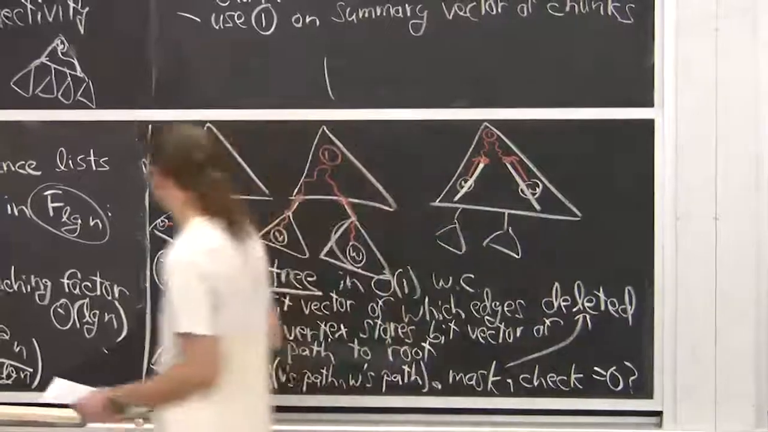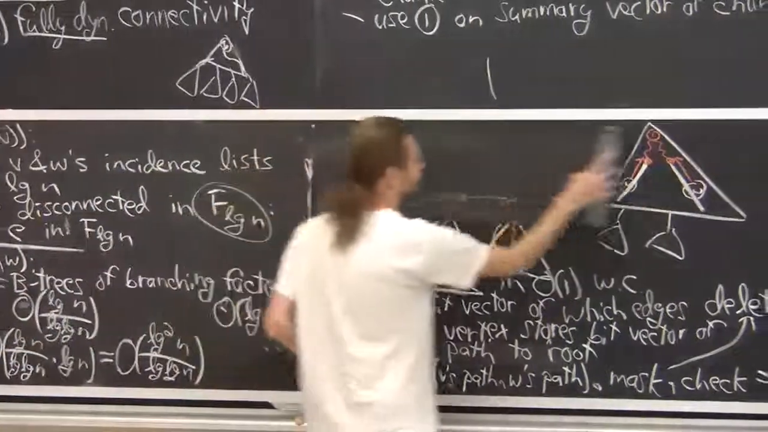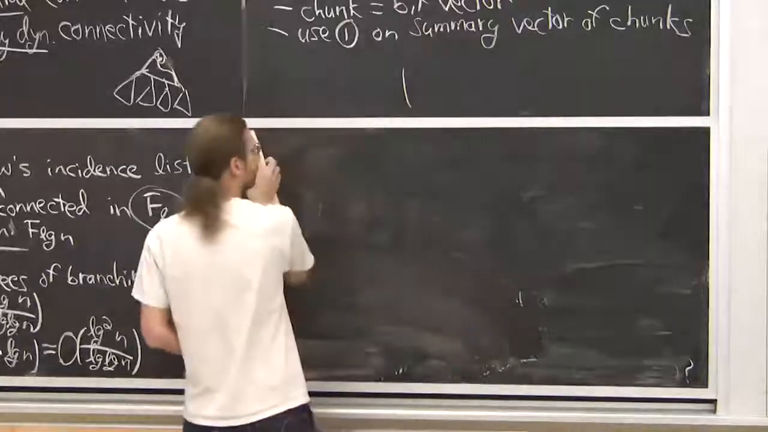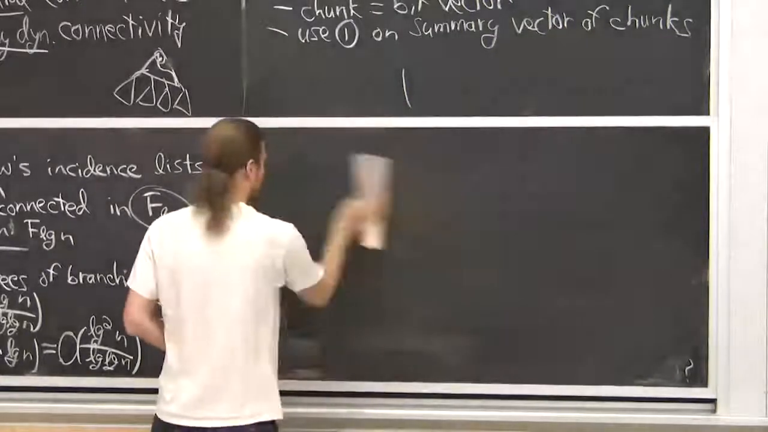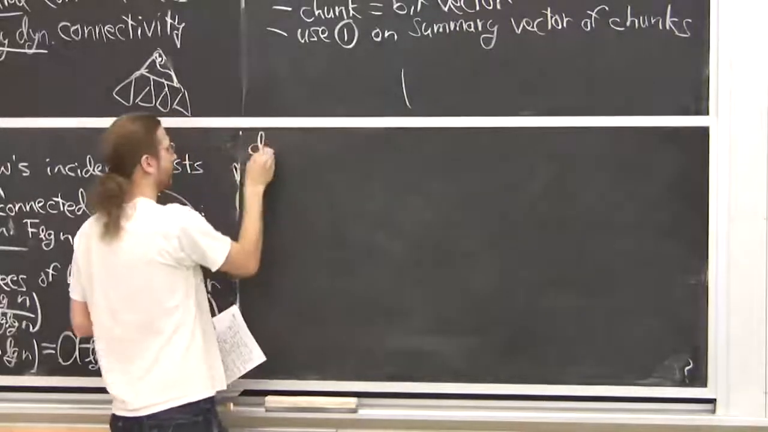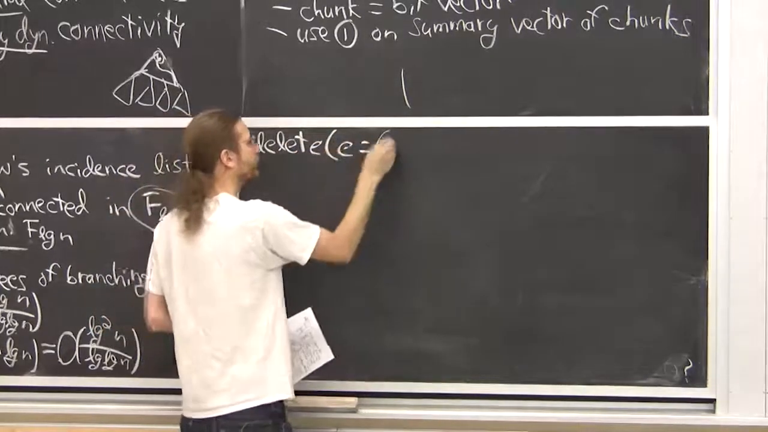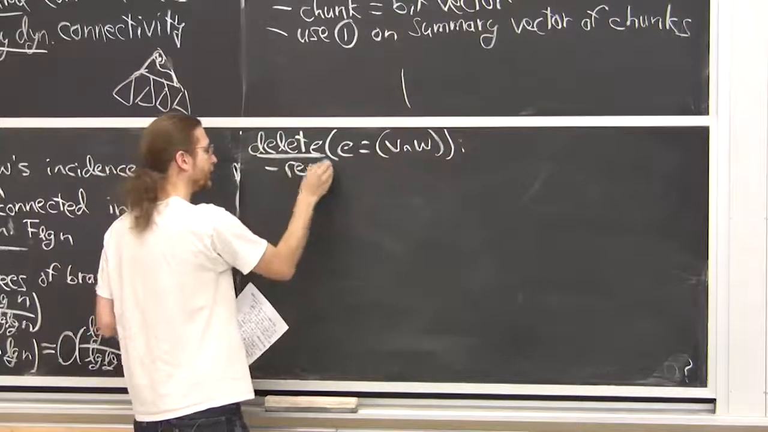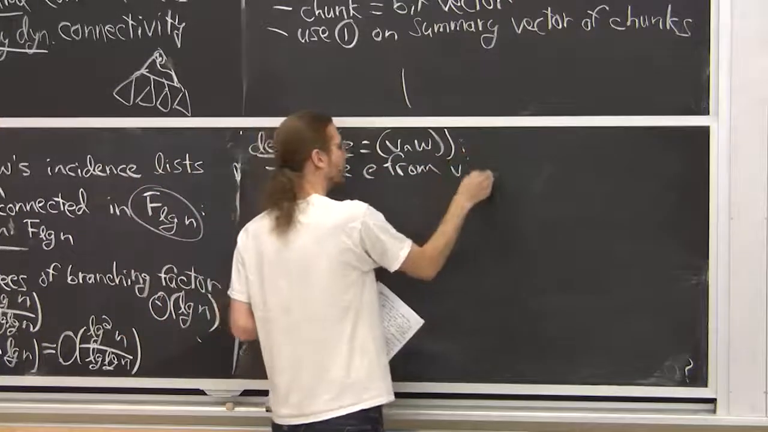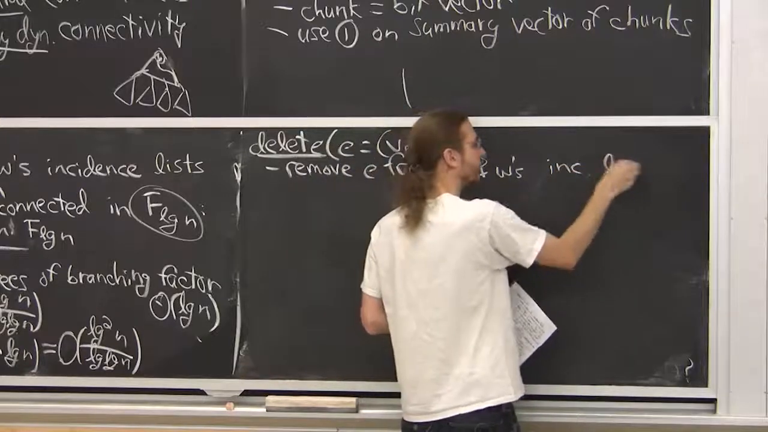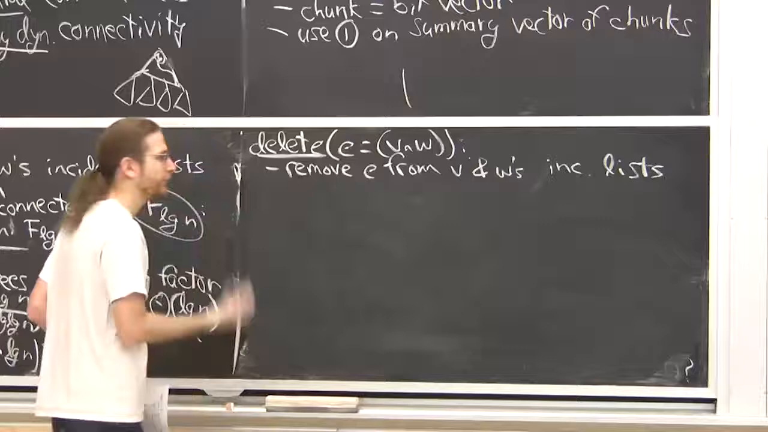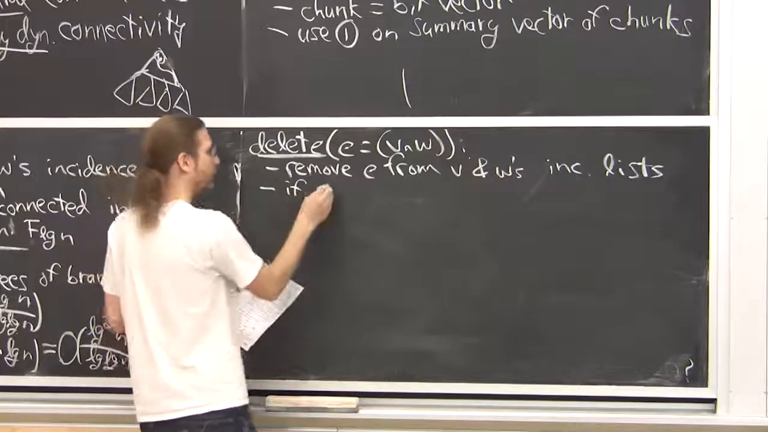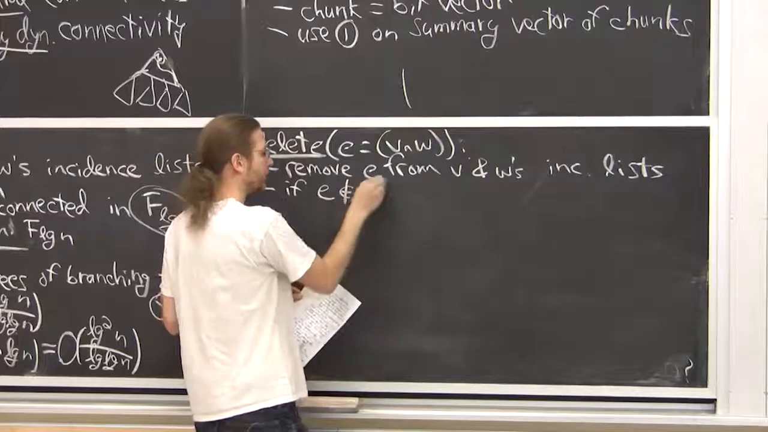Okay, now finally we get to deletes. This is the moment you've been waiting for. How do we do a delete in this structure? What are all these levels good for? So we're deleting an edge E. Its endpoints are V and W. First thing we do is remove E from the instance lists. If every edge stores a pointer to where it lives in the instance list, you can do that deletion in constant time. Great.